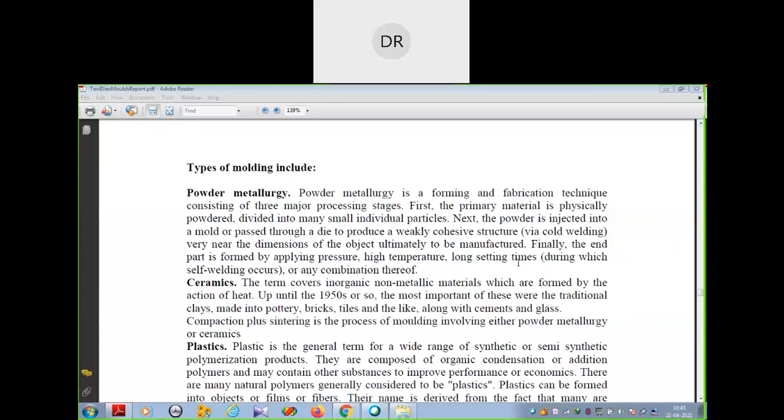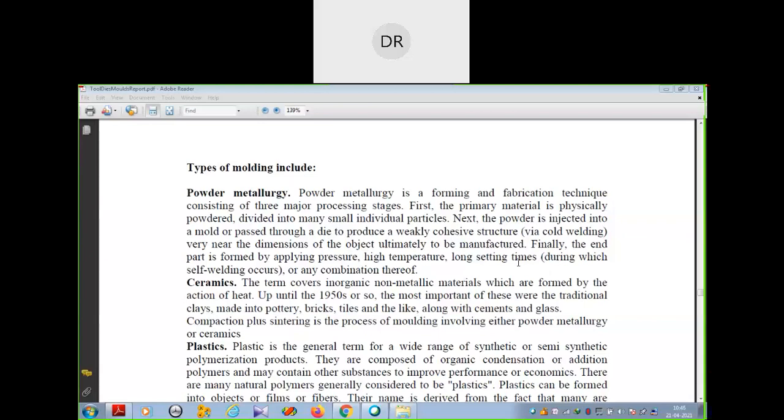Finally, the part is formed by applying pressure, temperature, and long setting times. The final product is formed by applying high pressure, high temperature, long setting times, or any combination of these. This powder metallurgy is very important in manufacturing.